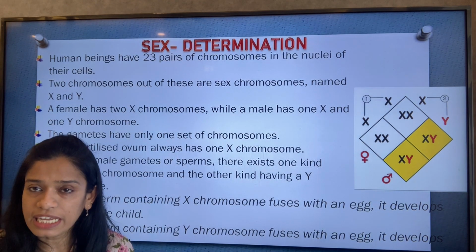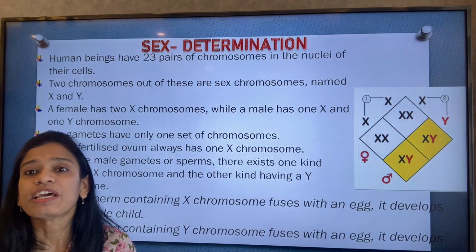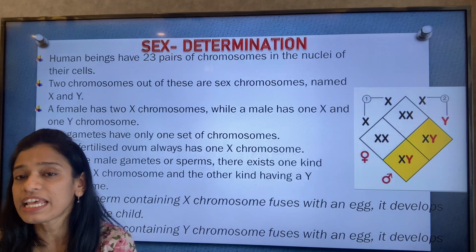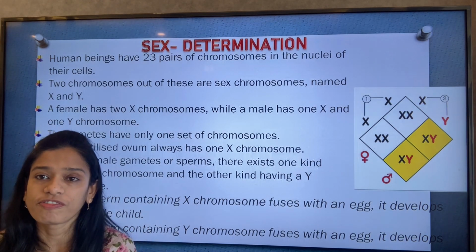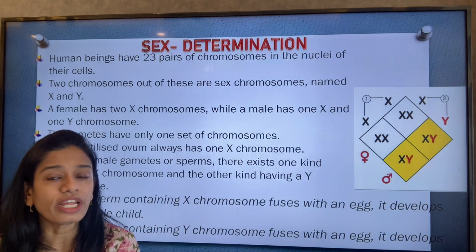But if you see it practically, it is not even the male or the female. It is something natural which decides. It is beyond the power of any human being to decide whether it will be a girl child or a boy child.